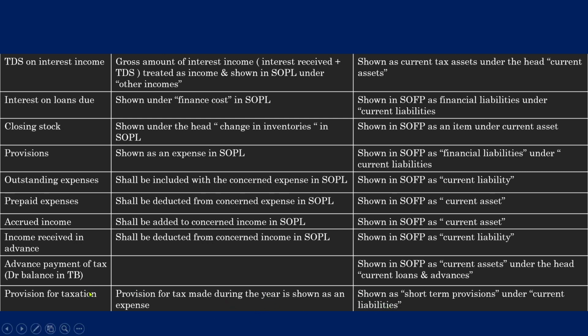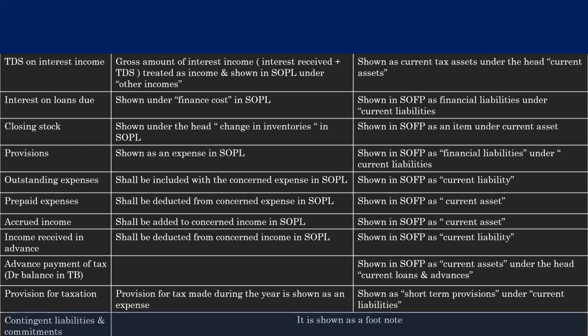If the provision for tax is shown only in the trial balance, you have to show it only in the statement of profit and loss as a deduction from profit before tax amount. If it is given in the additional information, you have to do this one also, and also it has to be shown under current liabilities.